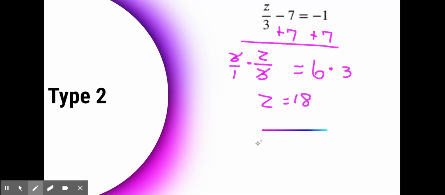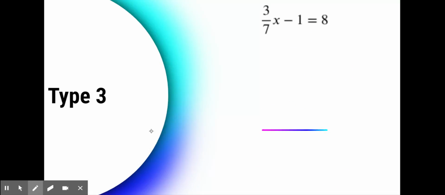Okay, just like before, we can check it. I can put in 18 for z. So if I did 18 over 3 minus 7, does that equal negative 1? I would get 6 minus 7, which does in fact equal negative 1. So you can always check your work. We won't do that every time, but don't forget that's a possibility.